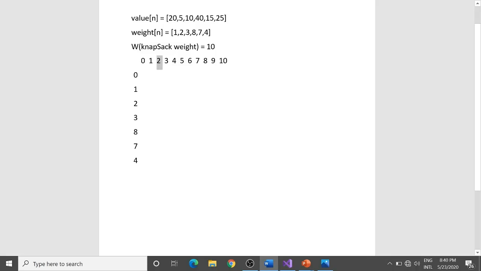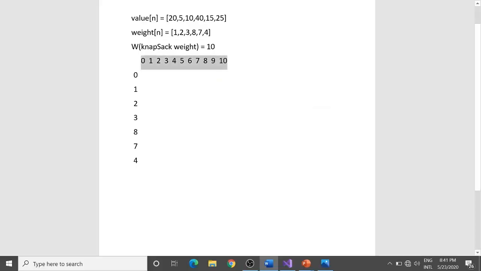The same way, what does this column signify? This signifies that the maximum weight my knapsack can hold is 8. What does this column signify? This column signifies the maximum weight my knapsack can hold is 10. That's why I have made these columns over here, and that's what we were recursing for actually.